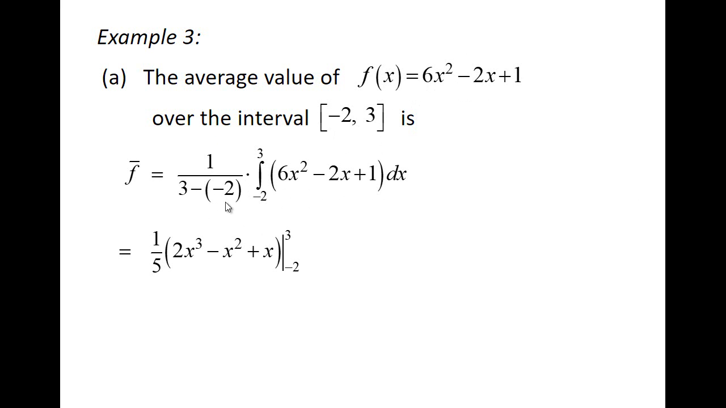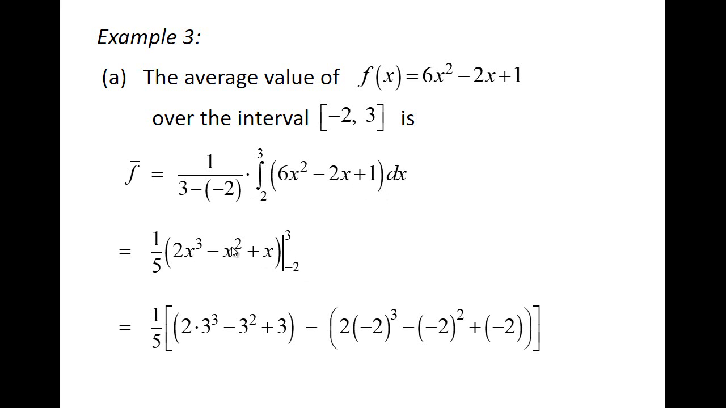And so this is 1 over 5, and then the antiderivative here would be 6x to the 3 over 3, which would be 2x cubed. This would be 2x squared over 2, which would be x squared. And the antiderivative of 1 is x. So -2 to 3, plug in 3 and -2. If I plug in 3, I get 2 times 3 cubed minus 3 squared plus 3. Minus, if I plug in -2, I get 2 times -2 cubed minus -2 squared plus -2. And we do the arithmetic and simplify. We get 14. So the average value of f is 14.